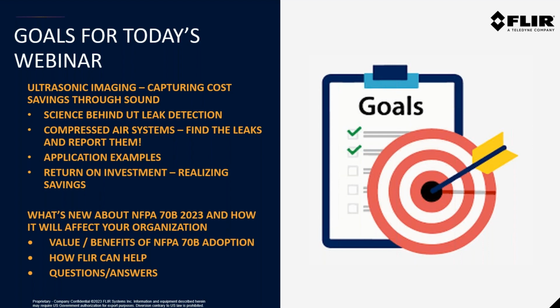Then we'll transition over to some more compliance-related things, understanding what's new about NFPA 70B, not so new now. We're in December. The standard came out in January, and how this is affecting organizations like your own, what really the value and benefits of it are, as well as how we can help and answer any questions that you may have. So without further ado, we'll go ahead and get started.